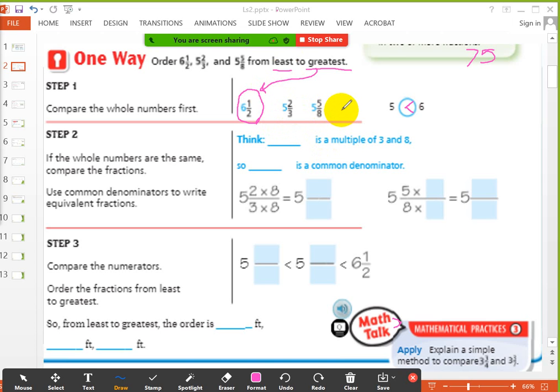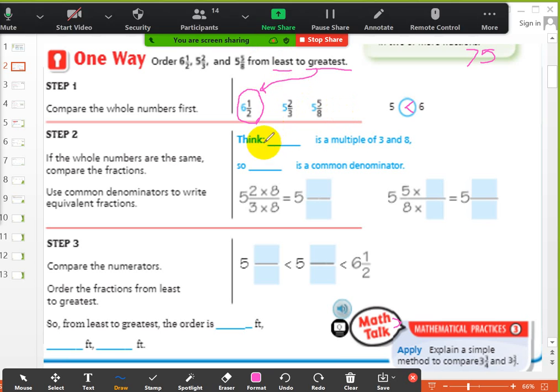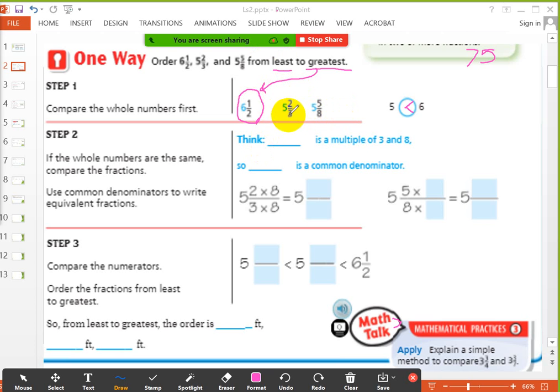How will I do that? If I multiply those numbers by a number, I can make the denominators the same. Look, if I multiply 3 by 8, it will be 24. And if I multiply 8 by 3, it will be 24. So I will make the denominators here equal 24.